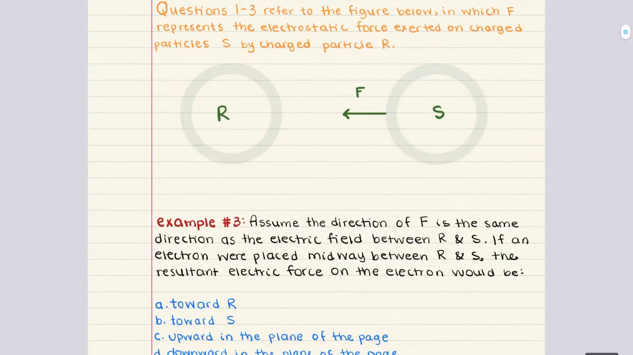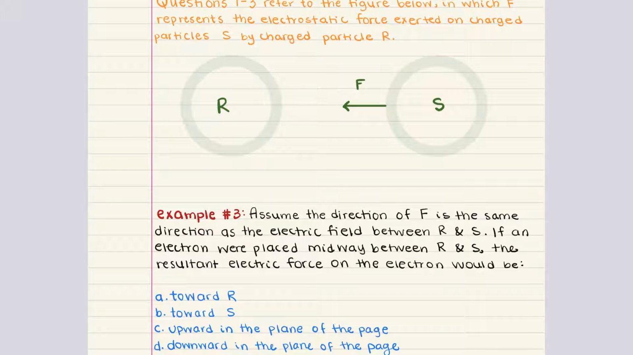Let's move on to problem 3. Problem 3 says, assume the direction of F is the same direction as the electric field between R and S. If an electron were placed midway between R and S, the resultant electric force on the electron would be blank: towards R, towards S, upward in the plane of the page, or downward in the plane of the page.